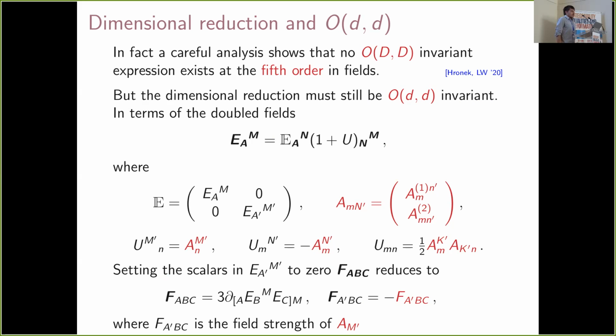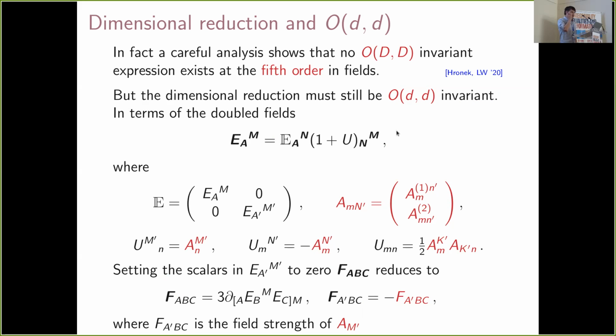But we know that we must still have the ODD symmetry. It must still appear on dimensional reduction. So we should still be able to use that to fix the form of this correction, even if we can't do the simpler trick of using double field theory. So we have to look at the dimensional reduction.